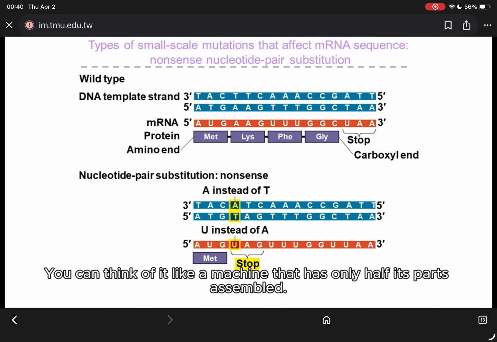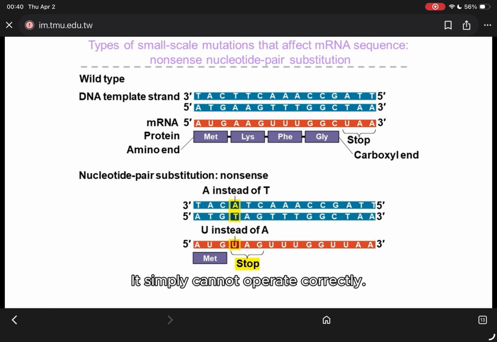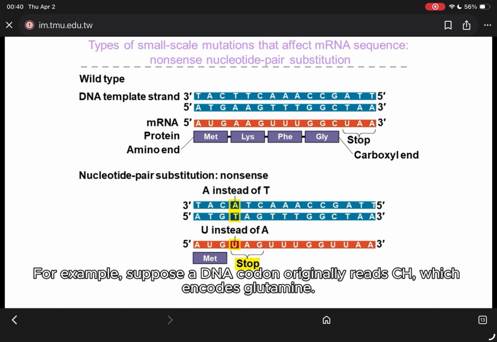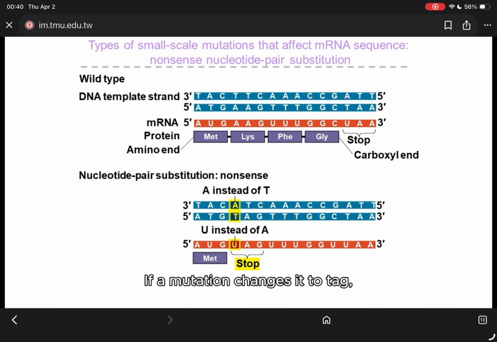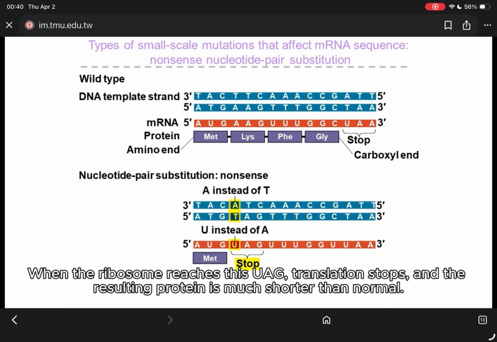You can think of it like a machine that has only half its parts assembled. It simply cannot operate correctly. For example, suppose a DNA codon originally reads CAA, which encodes glutamine. If a mutation changes it to TAG, then in the mRNA it becomes UAG, which is a stop codon. When the ribosome reaches this UAG, translation stops and the resulting protein is much shorter than normal.